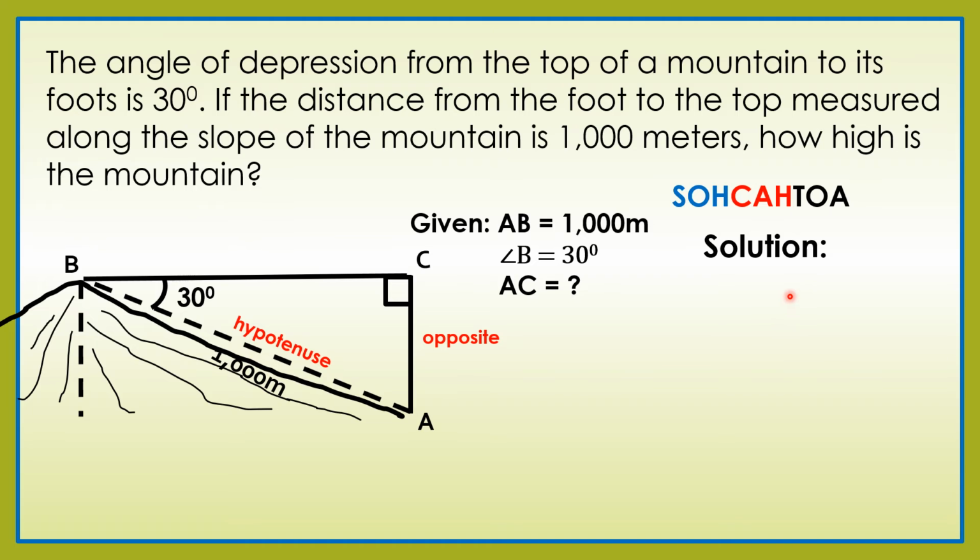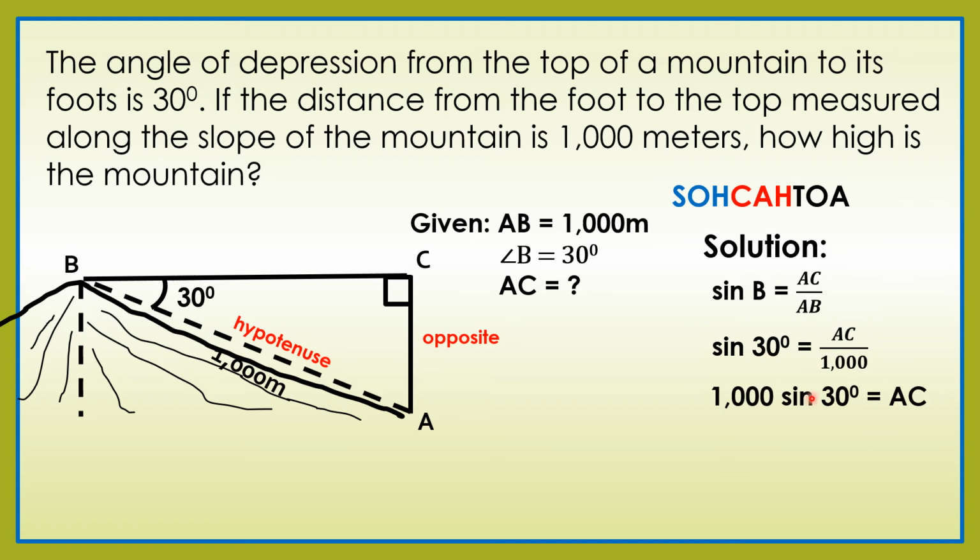So, let's have here the solution. So, sine B, that is the reference angle. Yung angle B is equal to AC. That is the opposite. And yung hypotenuse natin ay AB. By substitution, ang sine B natin ay 30 degrees is equal to AC is unknown. Ang AB natin is 1,000. Cross multiplication lang tayo. Sine 30 degrees times 1,000 is equal to AC.